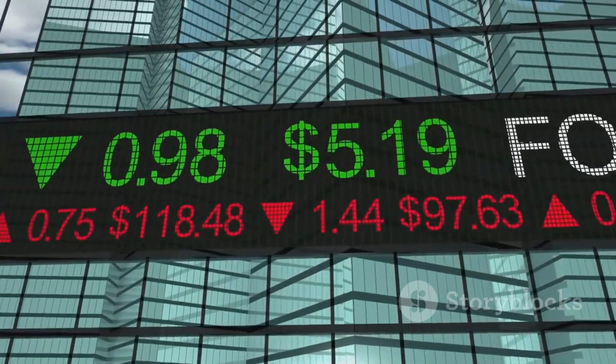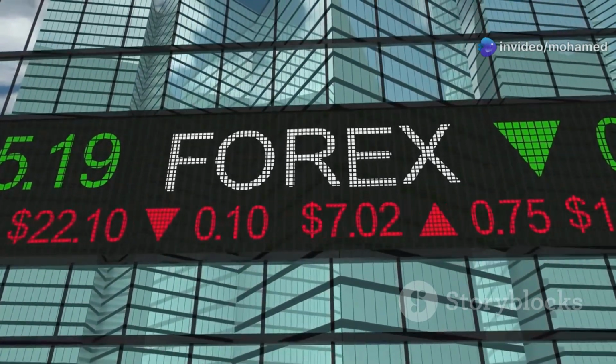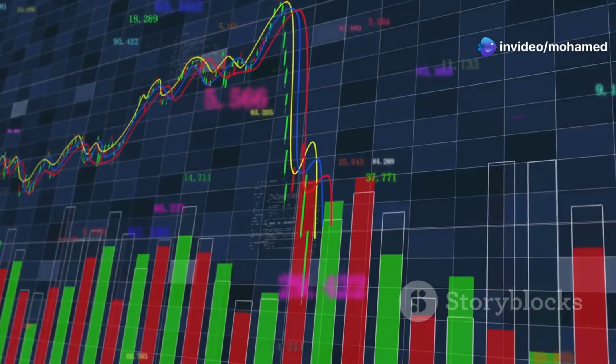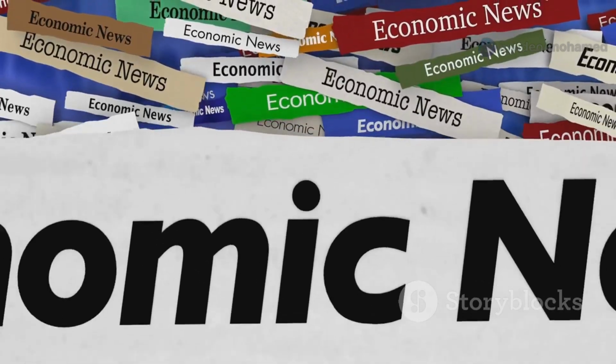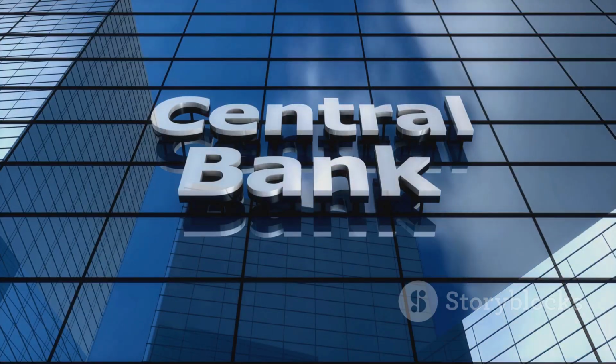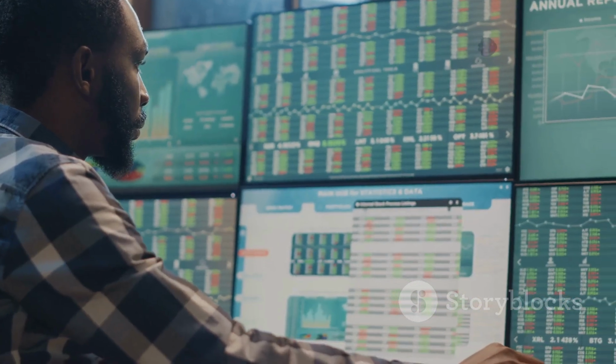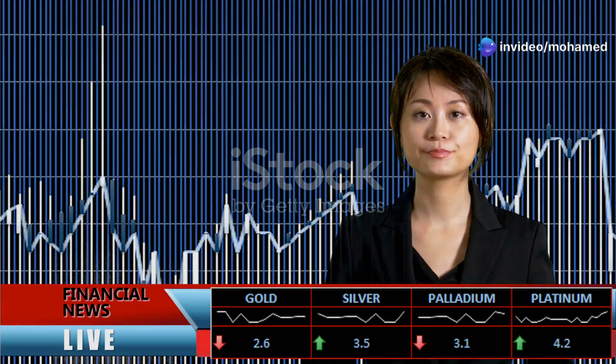Why do these prices change? The million-dollar question. Well, not always a million. Prices move because of many things. Supply and demand mostly. Big economic news plays a part. Interest rates set by banks. Even political stability matters. Traders try to guess these moves, and that's the game of Forex.